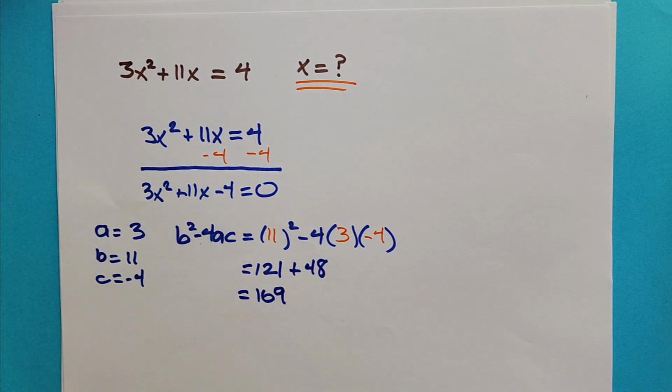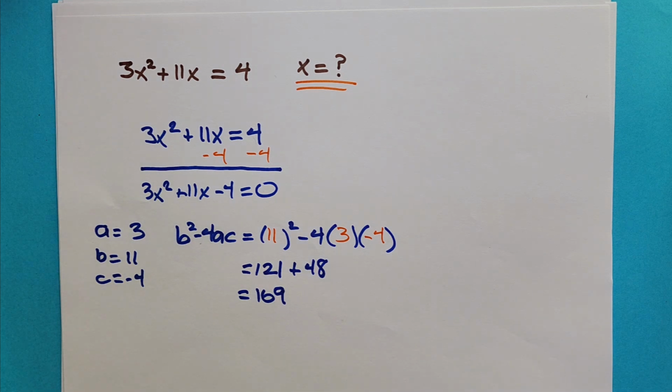And if you're familiar with your perfect squares, you'll note that 169 is a square. It's actually the square of 13. So we're going to get two rational roots. Whenever the discriminant gives you a perfect square, we're definitely going to get two rational roots.